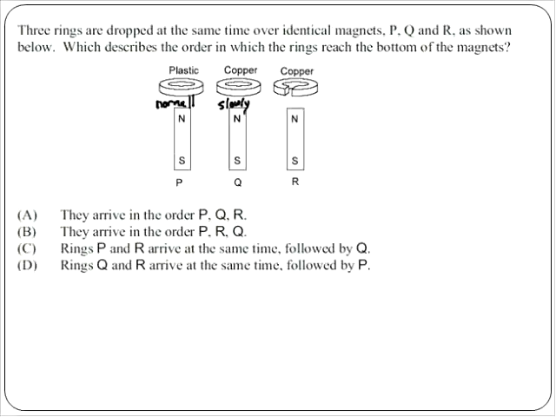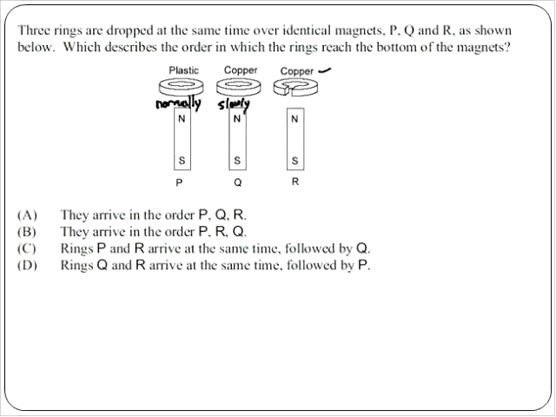The copper one, though, would fall slowly. So the plastic one falls normally and the solid copper one that you see falls slowly. So obviously the plastic one would hit before the copper one. So P would hit before Q. Now the question then is, what happens with this guy right here?